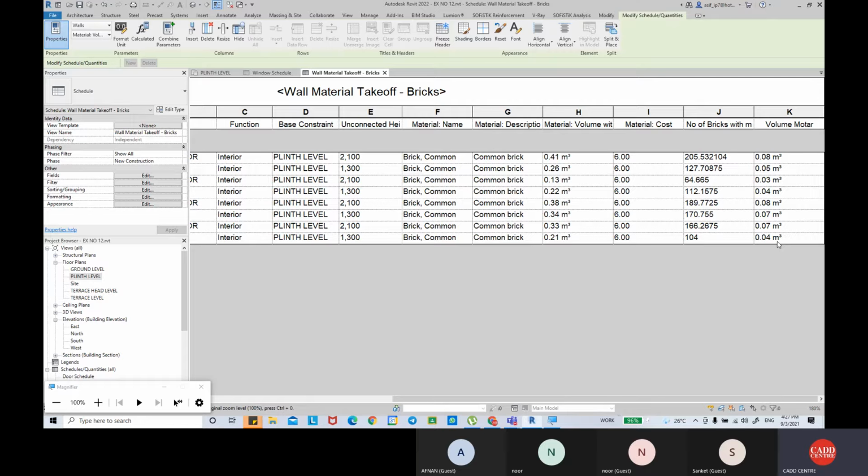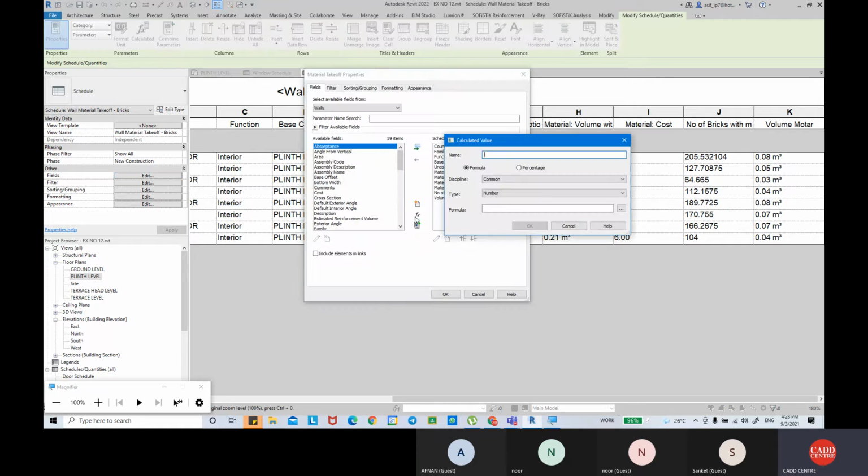Okay, now we need to search the volume of bricks without MOTAR. कितना volume of bricks जाएगा, okay, without MOTAR basically. Or you can write down volume of material without MOTAR also. But I'll name it very specifically. So again a field formula. We call this volume of wall, or brick, sorry, without MOTAR.